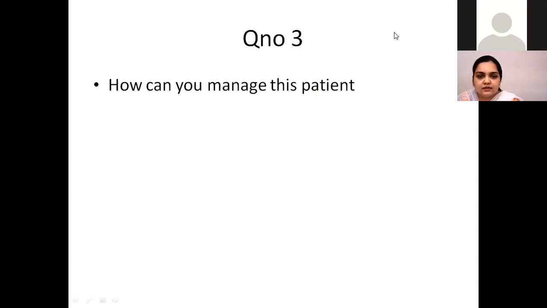Anything else? First, what investigations will we make, and then we will go for the treatment plan. How will you manage? What are the main investigations we can do? And then we will go for the treatment plan.